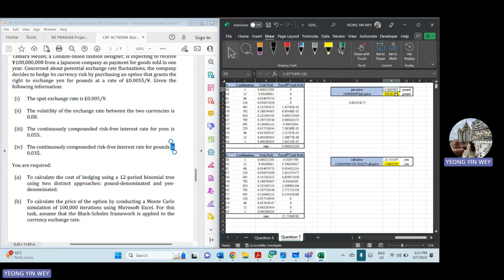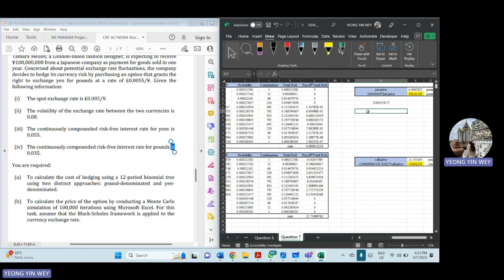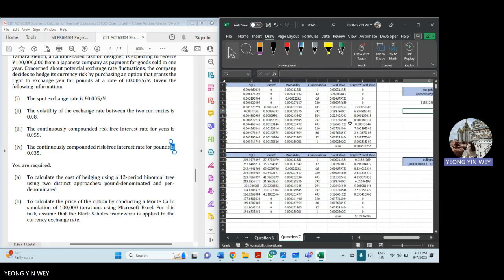0.000592 pound per yen, and we now have 100 million yen. That's why we will times 100 million by the put price, which equals 59216.293 pound per 100 million yen.